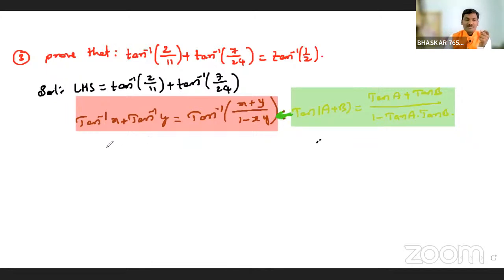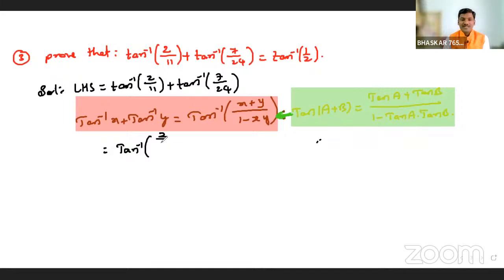So what is the formula here? Once again, tan inverse x plus tan inverse y is equal to tan inverse of (x plus y) divided by (1 minus xy). Repeat once again, ma. Tan inverse x plus tan inverse y is equal to tan inverse of (x plus y) by (1 minus xy). Very good. Once again, last. Tan inverse x plus tan inverse y is equal to tan inverse of (x plus y) by (1 minus xy).